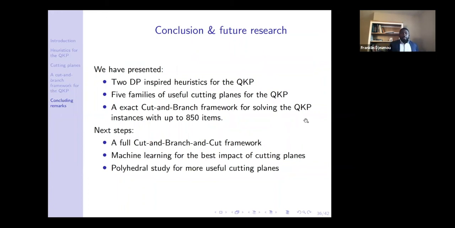So just to wrap up, in this presentation, I presented 2 dynamic programming based heuristic algorithms for the quadratic knapsack problem. I presented some families of cutting planes that are useful for the quadratic knapsack problem, but still need to be studied further to distinguish which one can be used for which type of problem, with the expectation of having much more interesting results. And our cut and branch algorithm can solve instances with up to 850 items. So there are some next steps to be done.